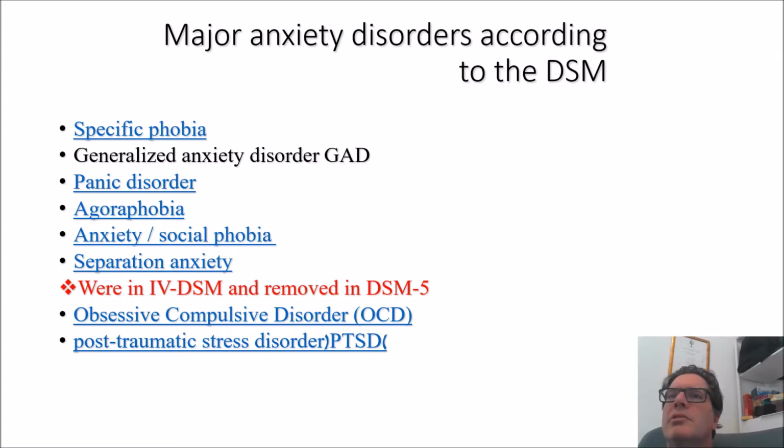Two disorders in DSM-4 were removed in DSM-5 and got their own category, which are obsessive compulsive disorder and post-traumatic stress disorder, known as OCD and PTSD. And I just wanted to say about these two that I consider them to work in exactly the same process with the anxiety curve, and the same treatment, the cognitive behavioral treatment, is appropriate, especially for the OCD part.